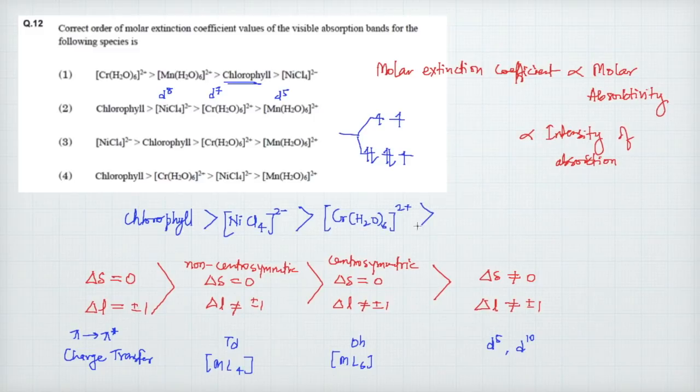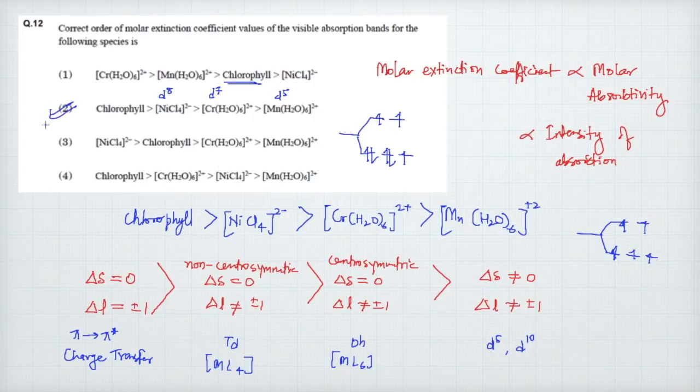Alright, and the least intense is going to be the d5 species, where the transition is neither spin allowed nor Laporte allowed. If you see the d5 octahedral species, it is going to be like this. You cannot have a same spin transition, because the orbitals are already filled, and if you want to do the transition you have to change the spin, which is not following the spin rule. So the least intense will be your Mn(H2O)6 2+. So in that particular case you can say that your answer is option number 2.